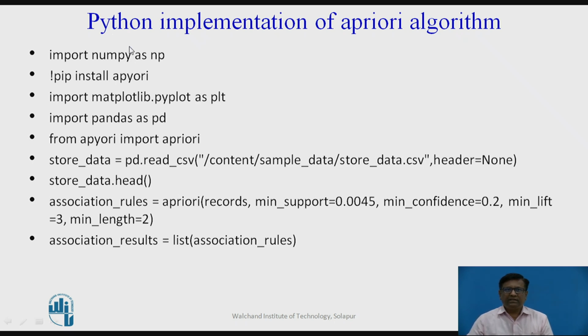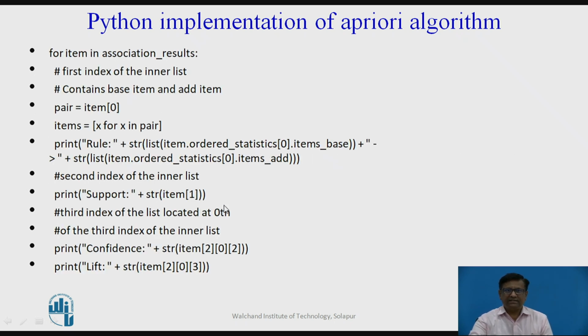Now the Python implementation of the apriori algorithm is shown here. For this we require NumPy, Matplotlib and Pandas, and we have to import the apriori algorithm from apriori, so that must be present. Then we use the data file, that is the data.csv file, which contains the transactions with item lists. Then we apply the apriori algorithm on the data list and we generate the rules.